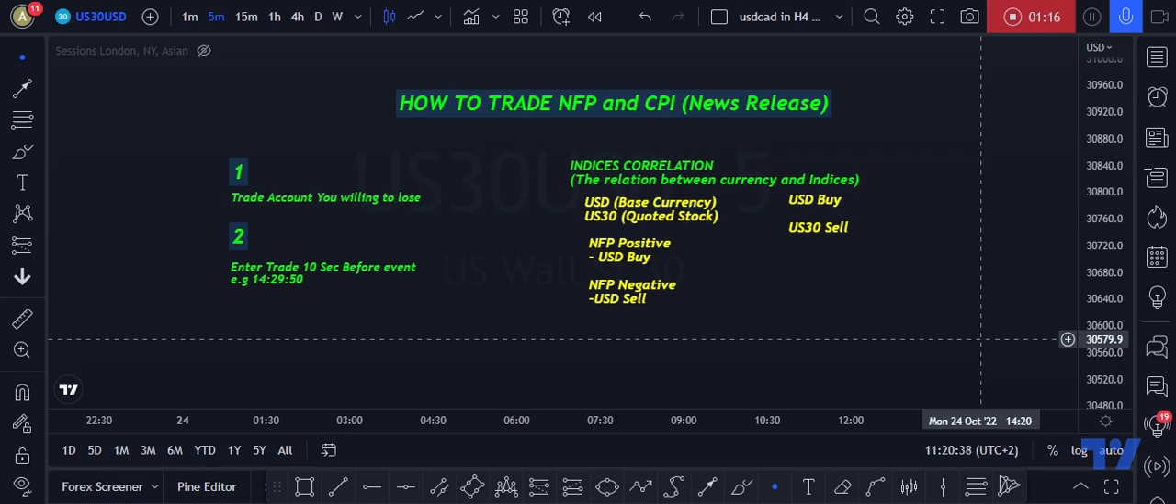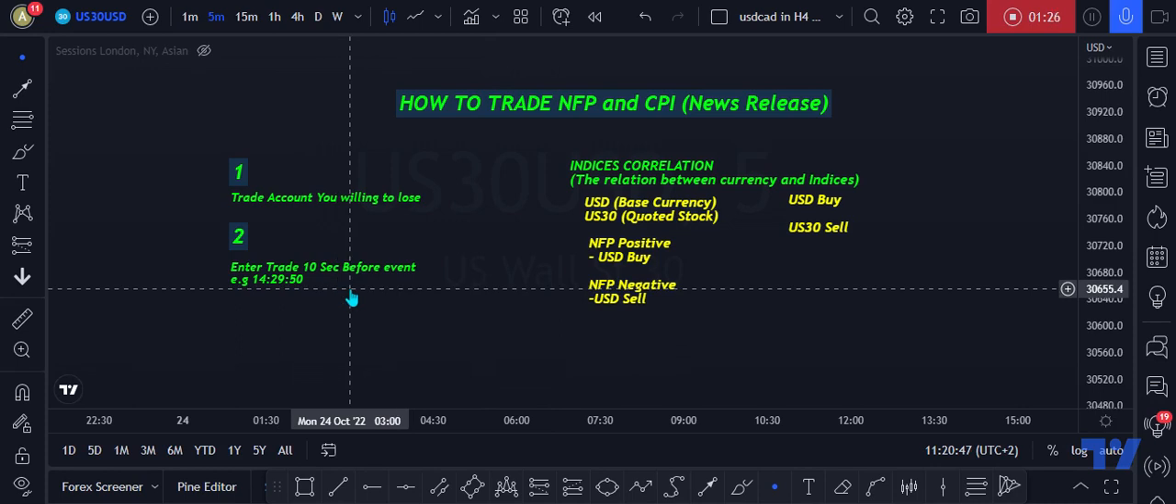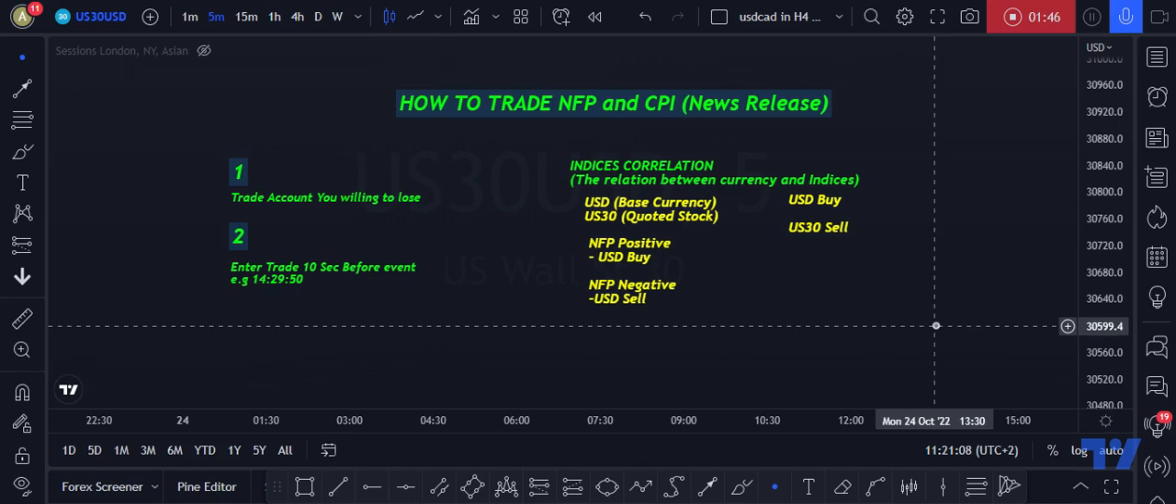Secondly, you will need to enter the trades like 10 seconds before the event starts. I've made an example with South African time, where our event for NFP is scheduled for 2:30, that's 14:30. So at 14:29:50, that's where you start buying or selling, depending on the direction of the event. I will give you the strategy. So let me explain the indices correlation, the relationship between the currency and the indices.